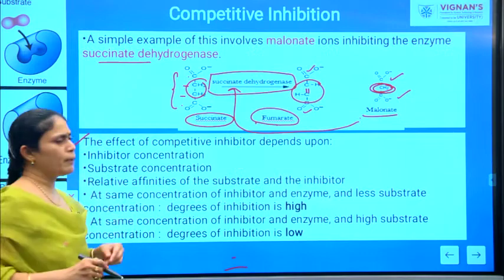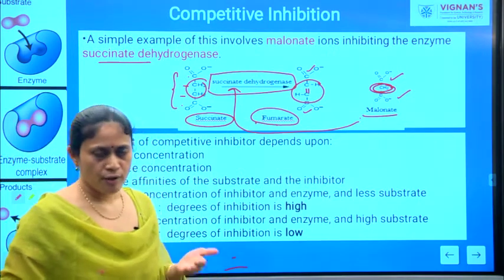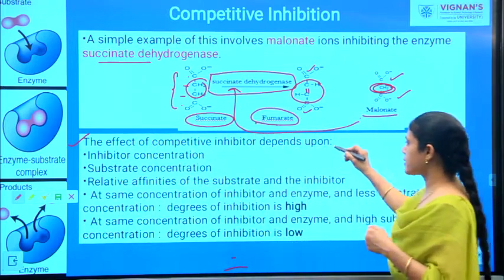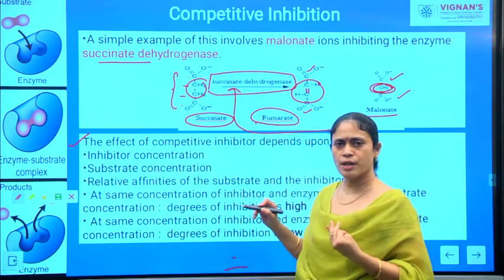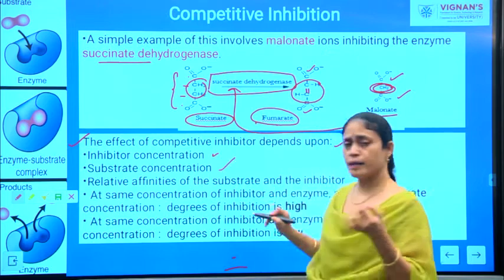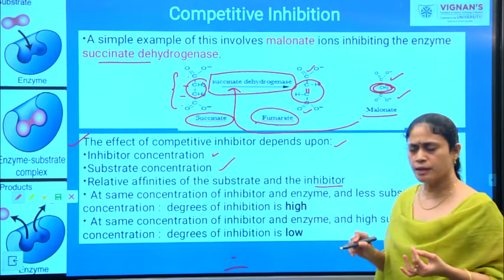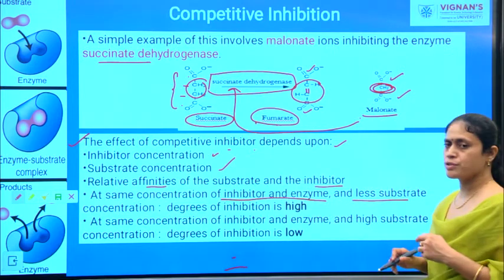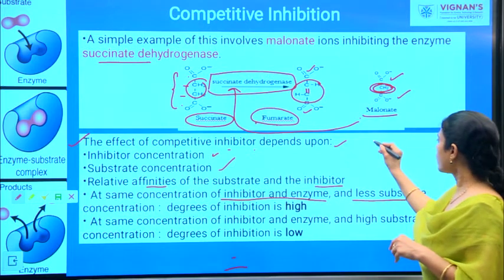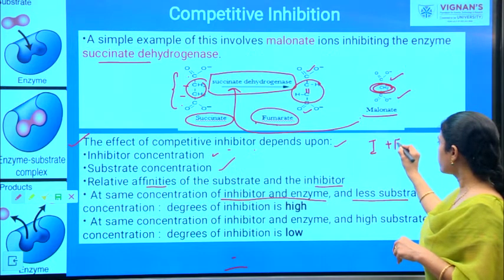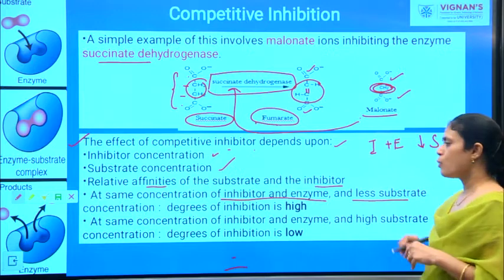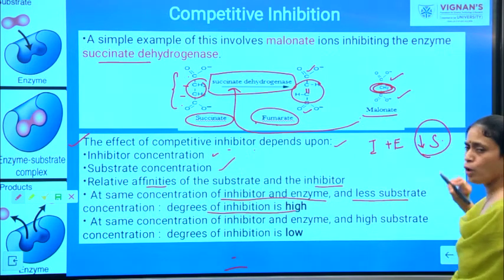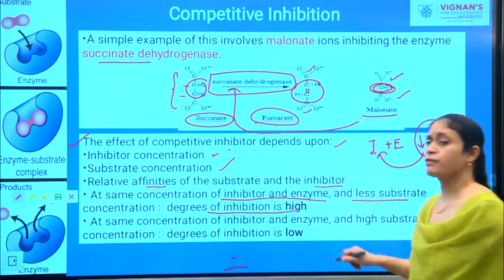And what is the effect of competitive inhibitors? And what are the various components on which the effect of competitive inhibitors depends? The effect of competitive inhibitors depends upon the inhibitor concentration, the substrate concentration, and the relative affinities of your substrate and your inhibitor. Let us consider equal concentrations of inhibitor and enzyme with a low concentration of substrate. What will happen here? The degree of inhibition will be high because the concentration of your substrate is low.